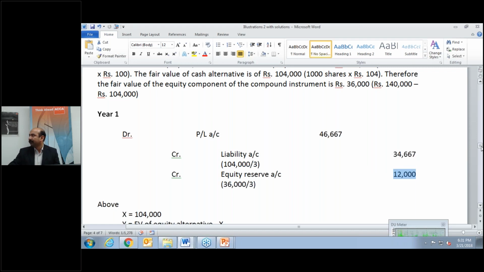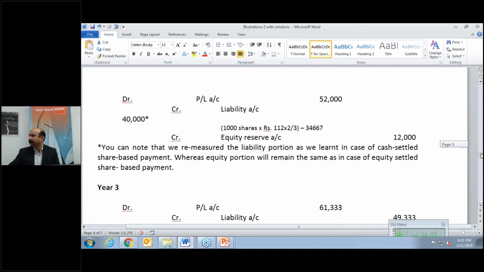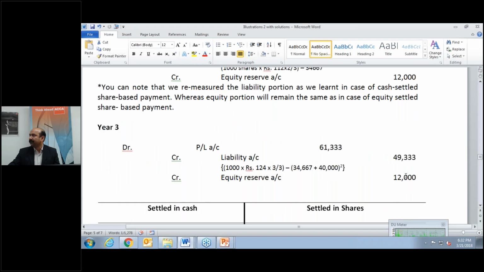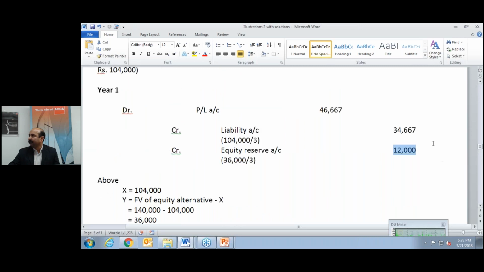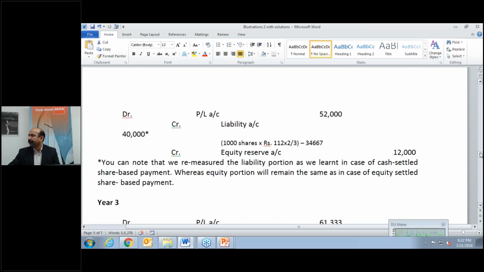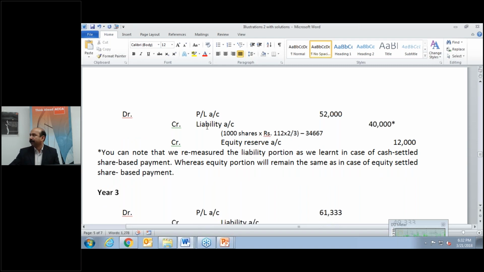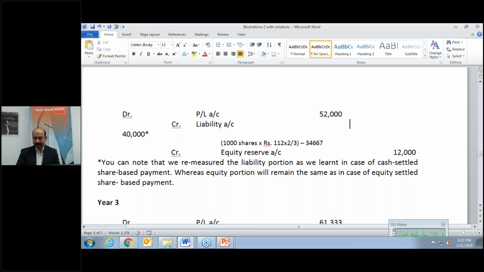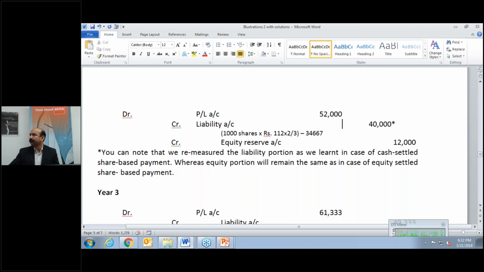You can see from here, in year 2, you can see that 12,000 is being credited. In year 3, you can see that 12,000 is being credited. But the debt portion, which is this, is being determined each year. Like in year 2, you can see that it is 40,000. 12,000 remains the same.